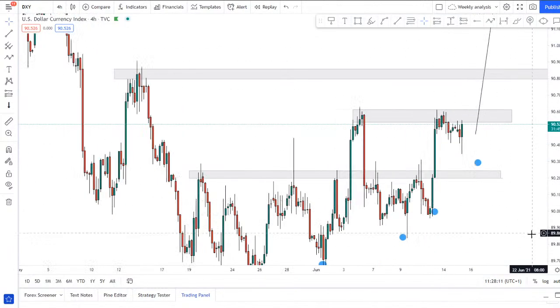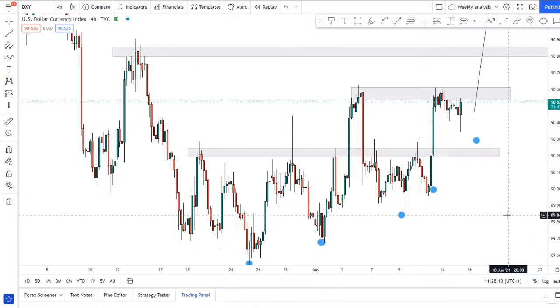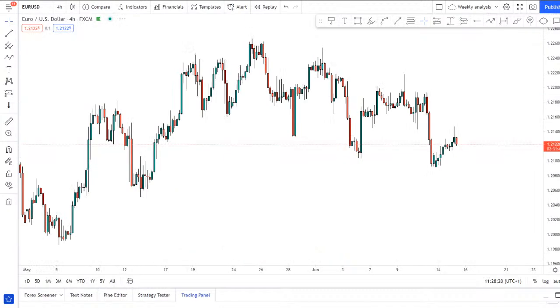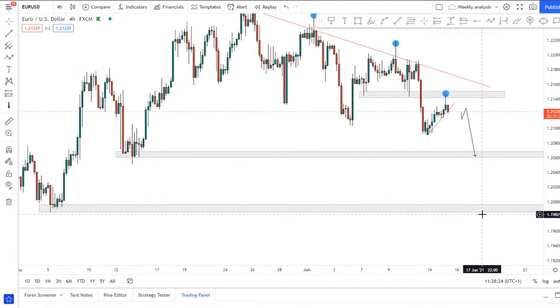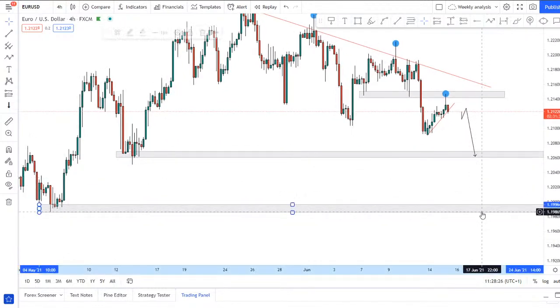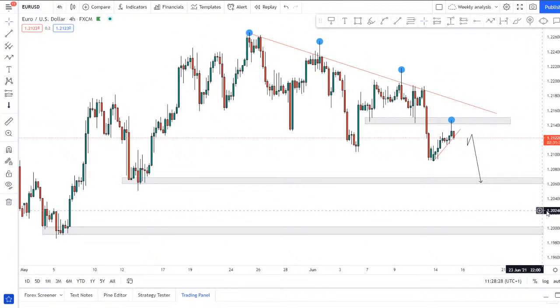My bias is to the upside for the DXY, and that's why on EUR/USD I am looking for those shorts, so you can get a move back into 1.20500, then at best 1.2 all the way down there.